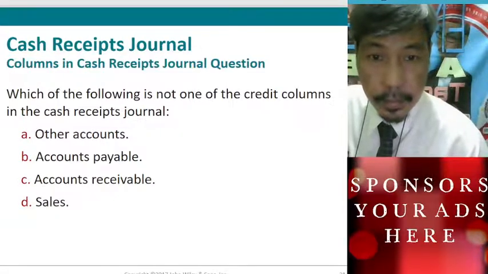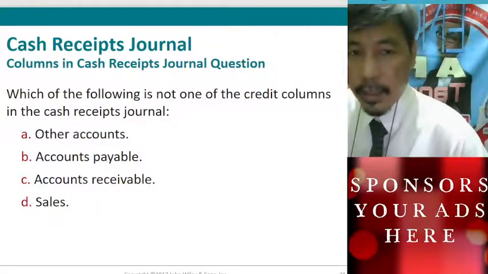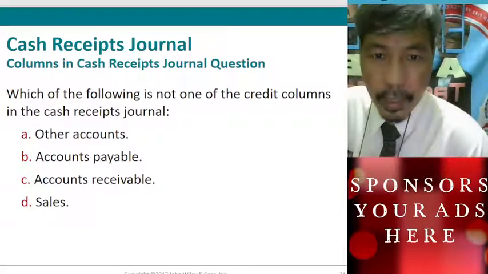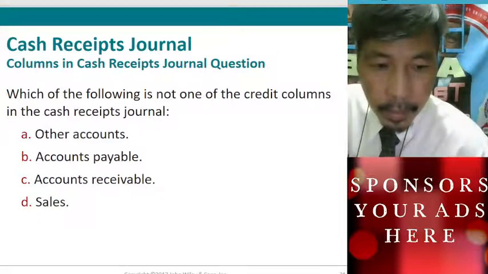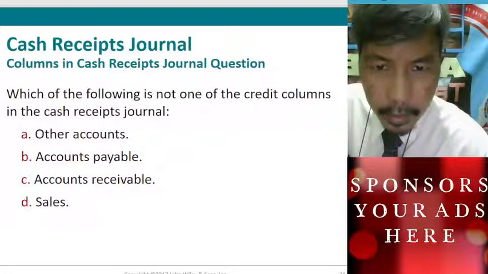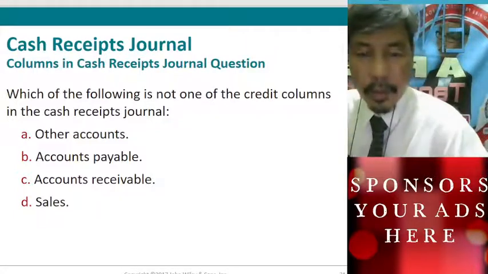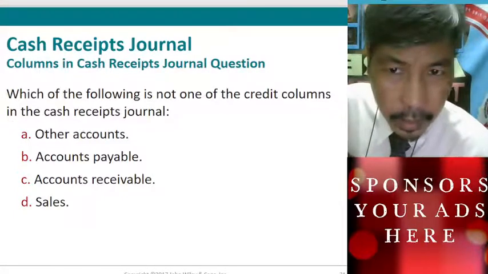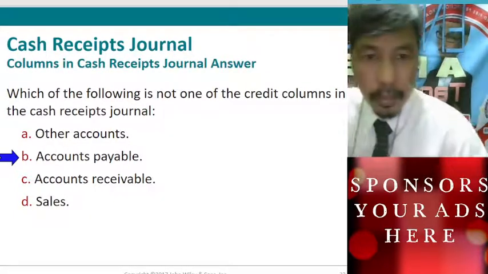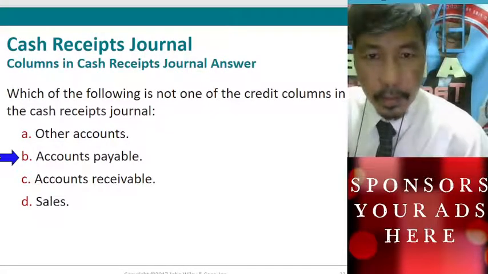Okay. Which of the following is not one of the credit columns in the cash receipts journal? The credit side of the cash. A, other accounts, B, accounts payable, C, accounts receivable, D, sales. So I think this is accounts payable. Accounts payable is not one of the credit columns in cash receipts.